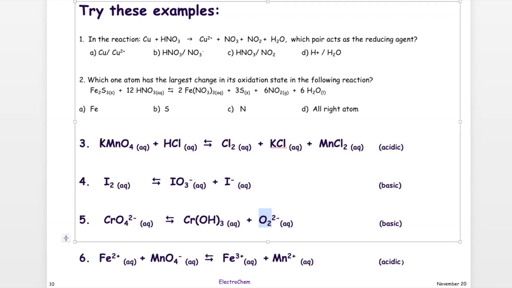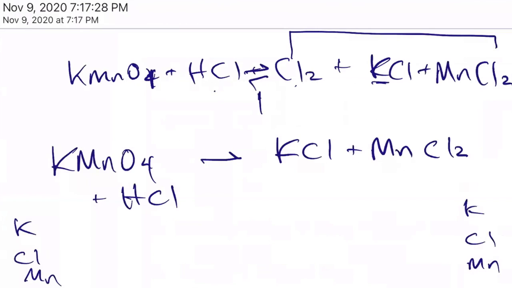Let's take a look at this right here, because this one's a little bit tricky, okay? One of the half reactions is going to be KMnO4, and the only potassium that I can see is here. Okay, the problem with KMnO4 going to potassium chloride, and let me write this on my iPad so that you guys can see this. Okay, let me show you what I just did.